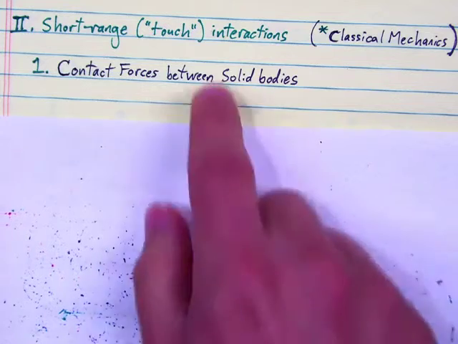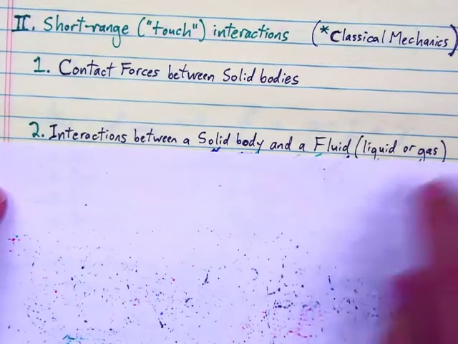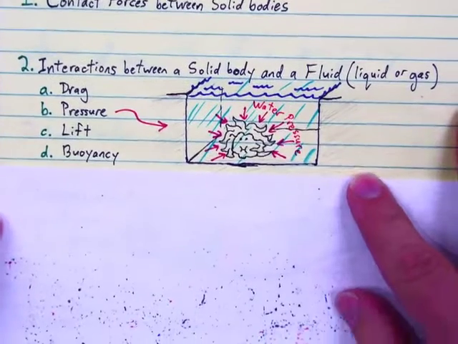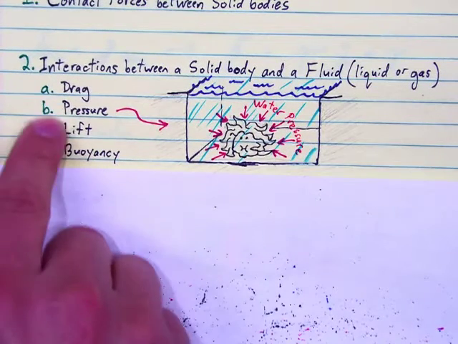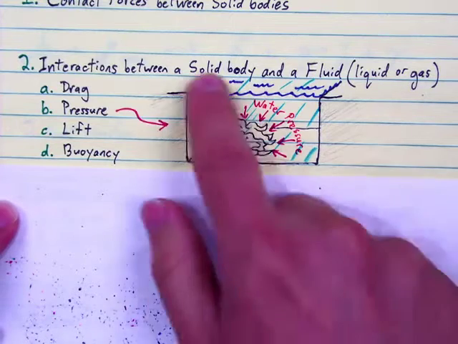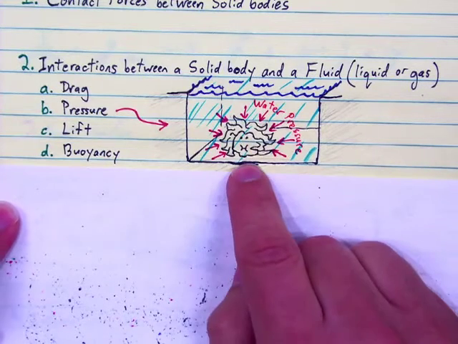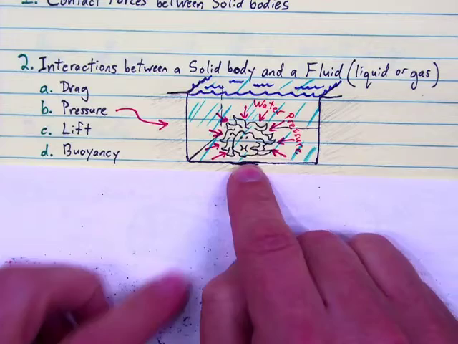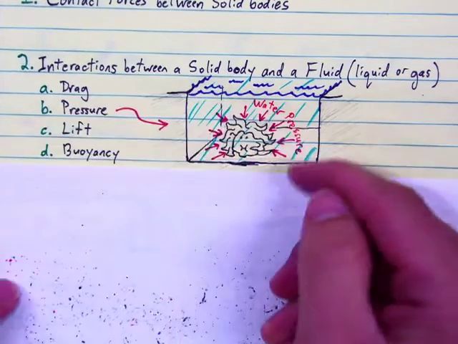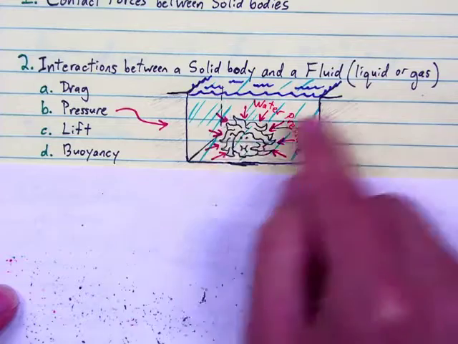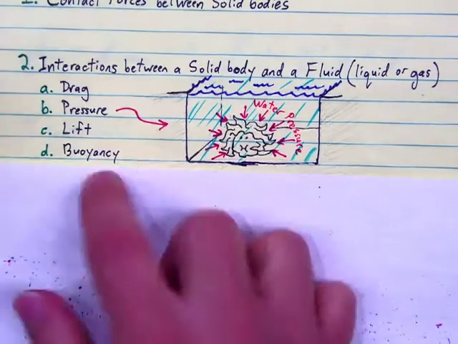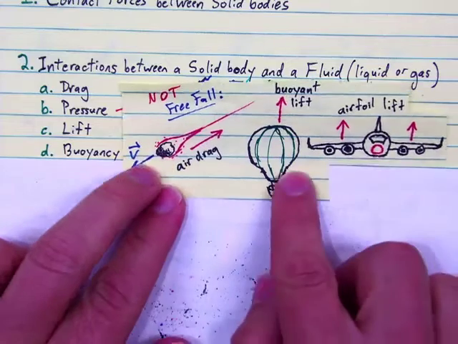What about forces between solids and fluids? A fluid can mean a liquid or a gas. And these four phenomena we observe: drag, pressure, lift, and buoyancy. Pressure we see whenever you drop a solid into a fluid, like if we drop Sir Isaac Newton into the bottom of this swimming pool and see his hair drifting around. The water pressure pushing on him from all directions, that's an interaction between the water, the fluid, and this solid, Newton. These other three we can see examples of here.